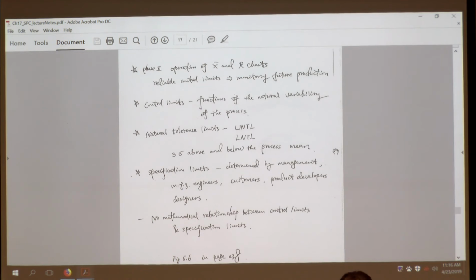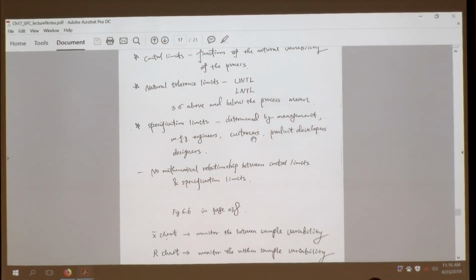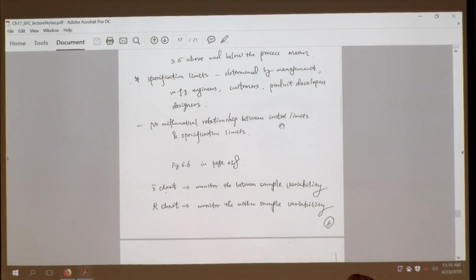Okay? So the control limits are functions of the natural variability of the process. There's another term called natural tolerance limit. The natural tolerance limits are the upper natural tolerance limit and the lower natural tolerance limit, 3 sigma above and below the process mean. And the specification limits, we have already talked about this. They are determined by the management, manufacturing engineers, customers, and the product developers or designers. There is no mathematical relationship between control limits and specification limits. Okay.